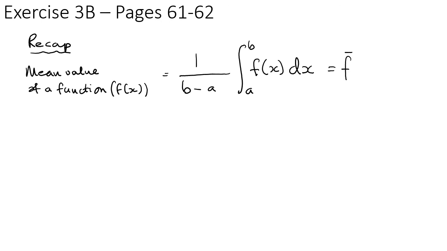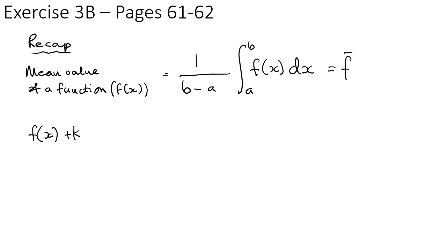So just as a quick recap, this mean value of a function f of x is basically like the average height of the function, and is given by finding the area between the interval a and b and dividing by its width. So this would be the area of the function, which gets divided by its width, and the notation for that is this f bar.